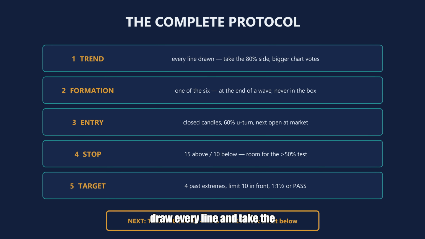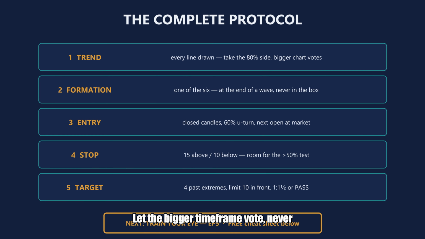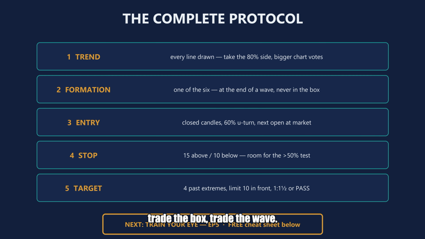Draw every line and take the 80% side. Let the bigger time frame vote. Never trade the box, trade the wave. Enter only on closed candles, past the 60% U-turn at the next open. 15 above, 10 below. In pips, points, or ticks, whatever your market trades in, and when the market comes back to test, let it. 4 past extremes, limit 10 in front, 1 to 1.5, or you pass.